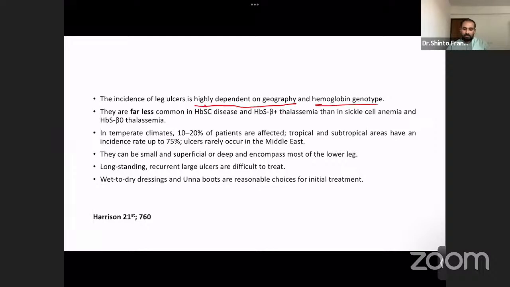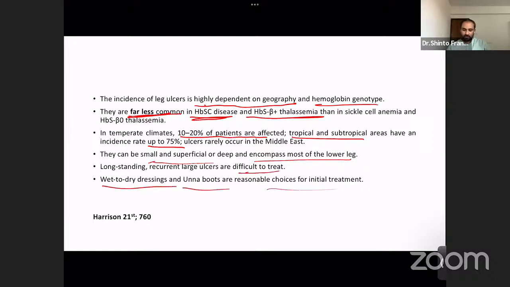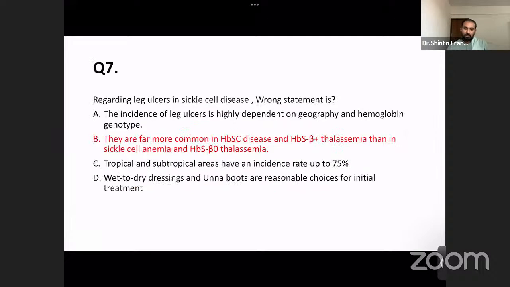Okay, so it is true that it is highly dependent on the geography and HB genotype, but it is less common in HbSC disease and HbS beta thalassemia than in sickle cell anemia. In temperate climates 10 to 20% of patients are affected, and subtropical areas have 75%, maybe due to the climatic change, as temperature may affect. There can be small, superficial and deep ulcers, mostly on the lower leg. Long-standing recurrent ulcers can be difficult to treat, but wet to dry dressings are reasonable choices. So here, less common in HbSC disease. Okay, so the answer is B.